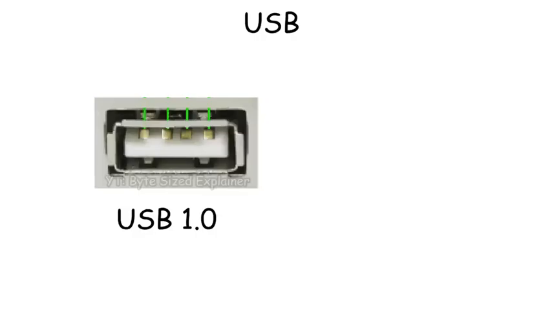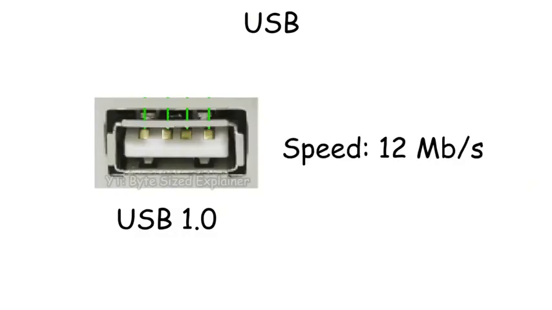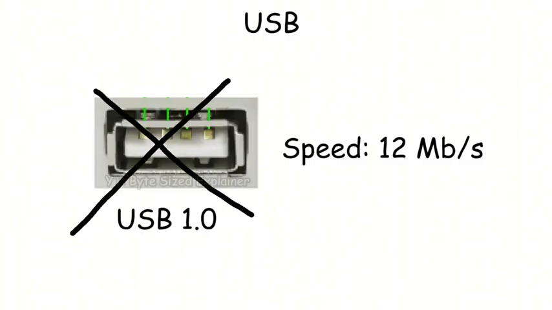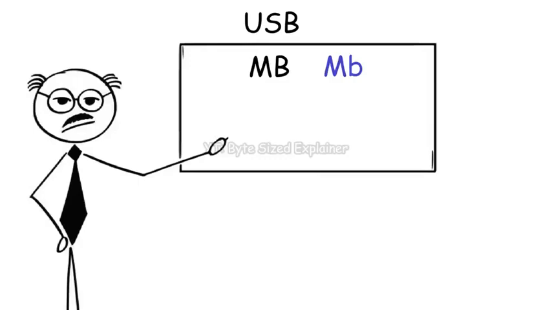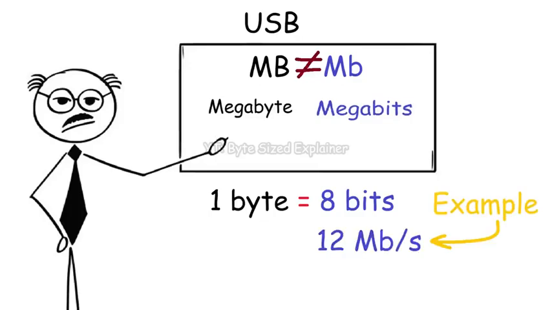Oh yeah, other than types, USB has various versions too. USB 1.0 could only transfer data at 12 megabits per second, and its ports were usually white, but it's no longer used today since it's way too slow. And just to make it clear why I said slow, many people confuse megabits with megabytes, but they're actually not the same. 1 byte is 8 bits, so speeds written in megabits per second are actually around 8 times smaller when converted to megabytes per second.